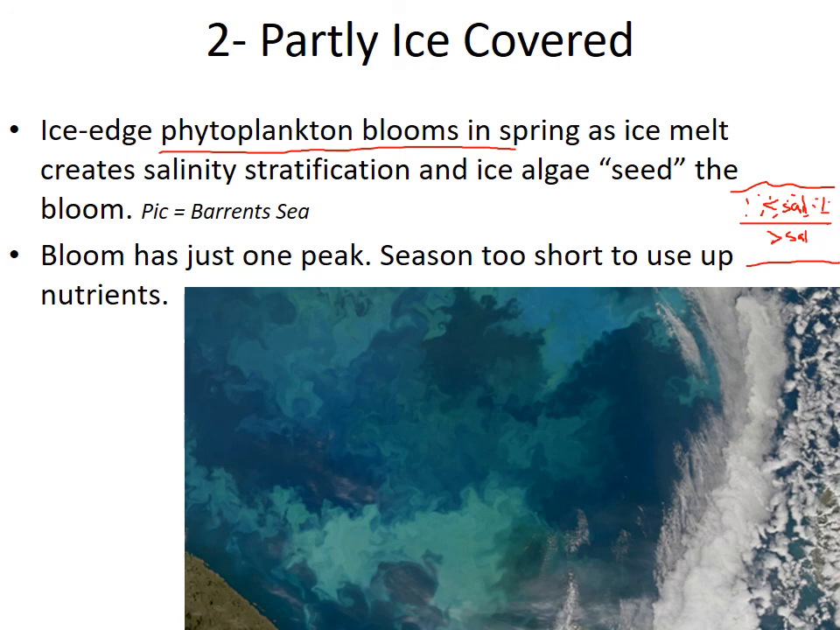ice is melting. But because the growing season is so short in these areas, their seasonal cycle of phytoplankton is just one peak in the summertime, and that's it. So it can be really productive, but it's just one bloom per year during the time that the area is ice-free.